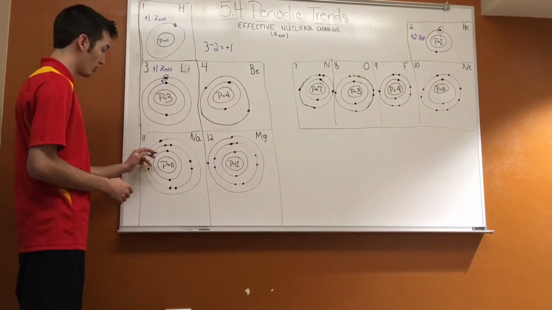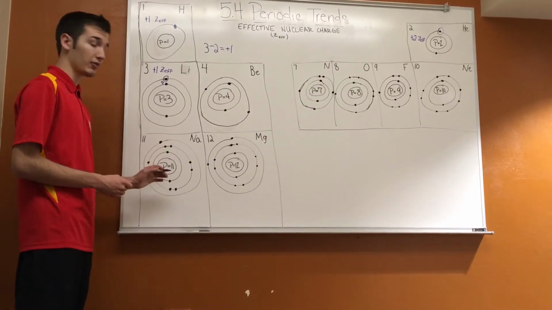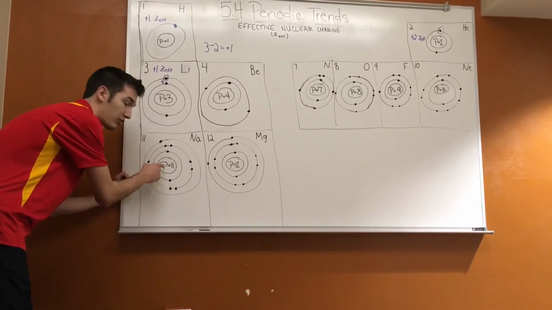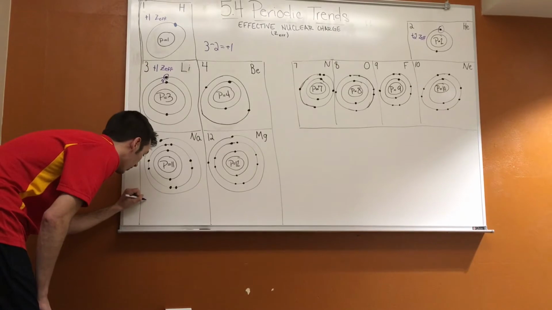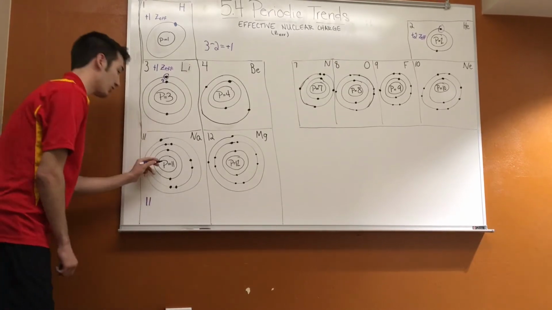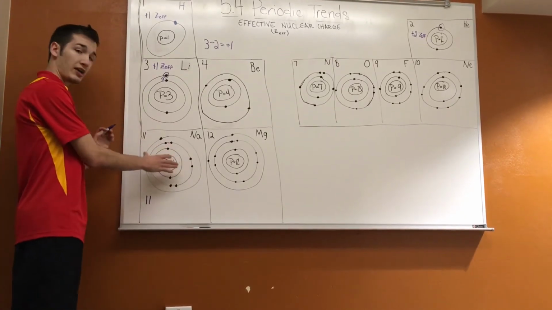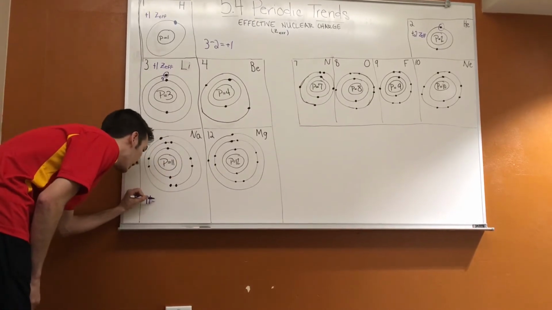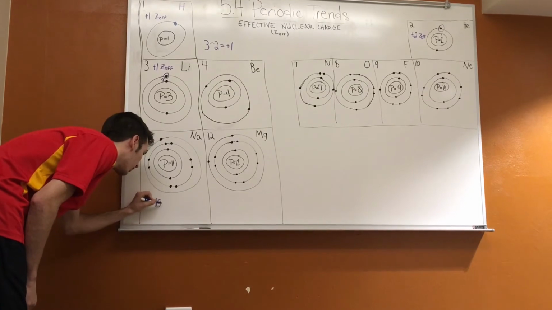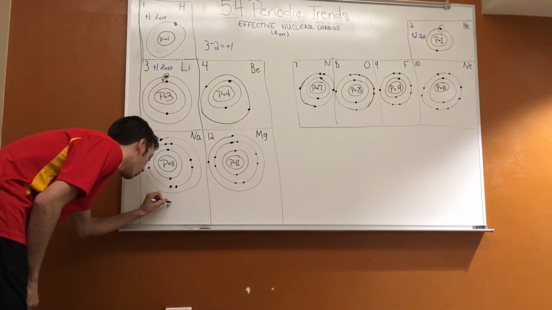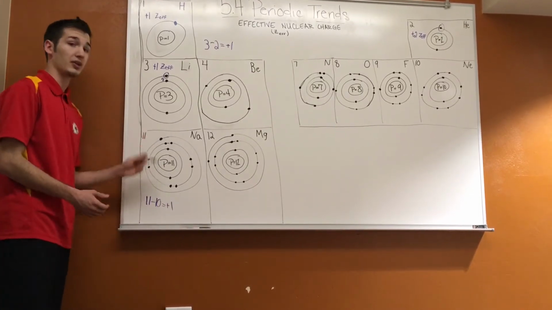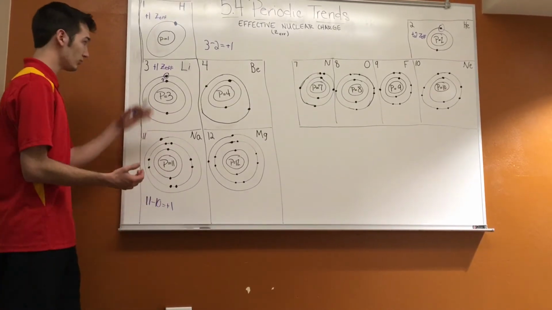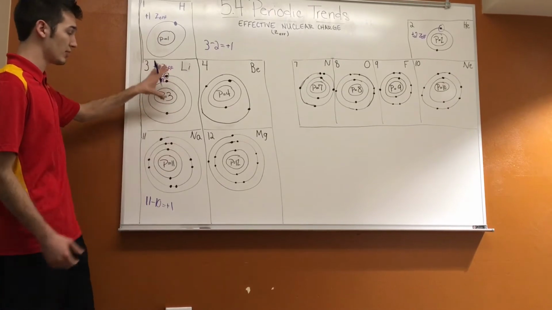So, remember, we have 10 inner electrons with 11 protons on the inside. Start first with your inner protons. So that's 11 protons. Now we subtract these inside electrons. 10 inside electrons gives +1. So that electron is still only feeling +1 nuclear charge. Do you see how this is shaping up?